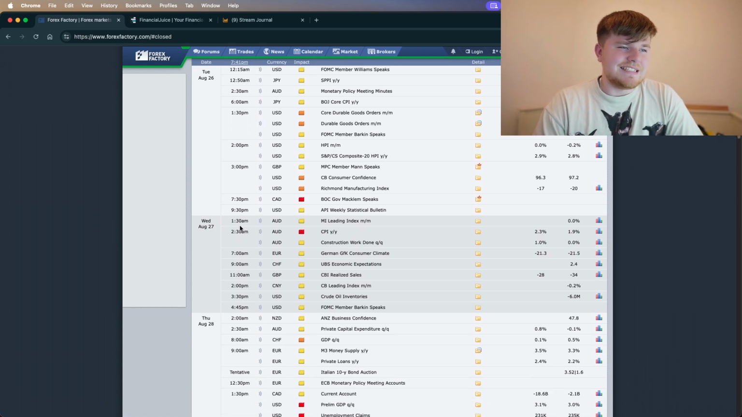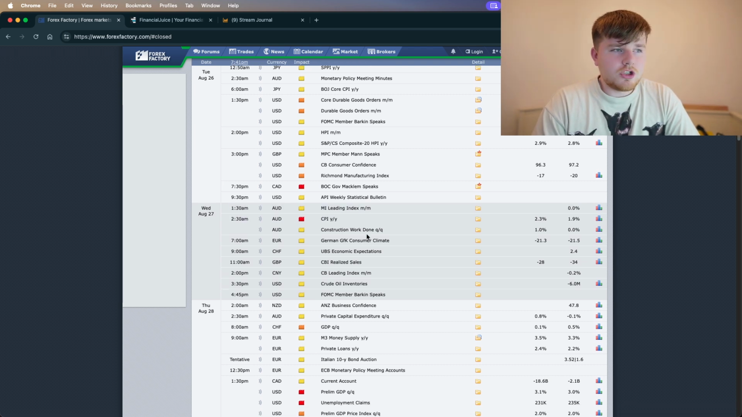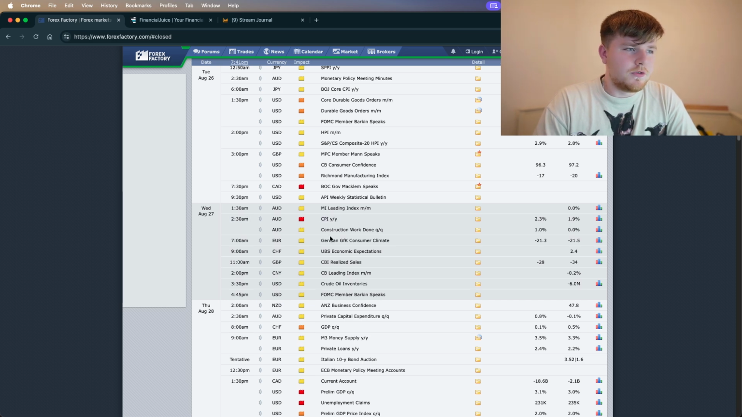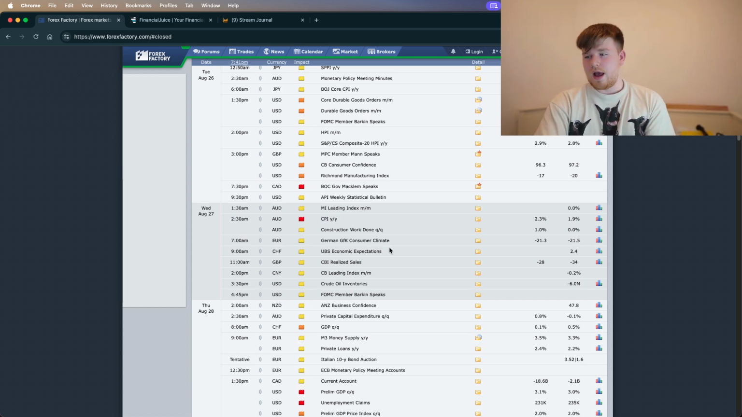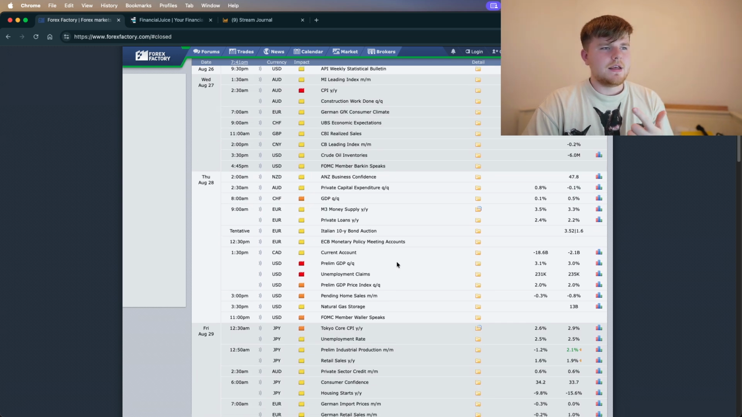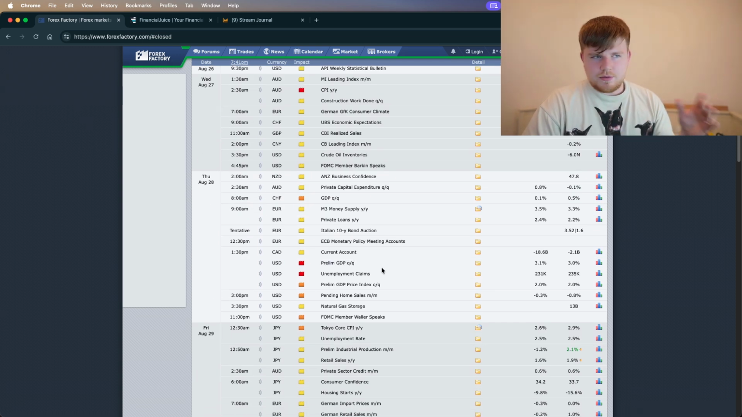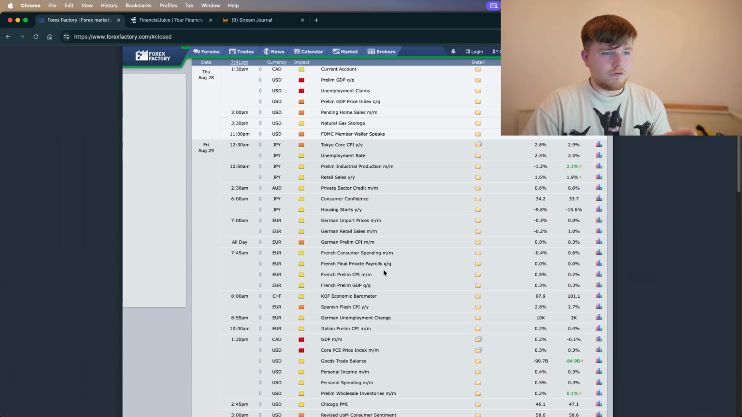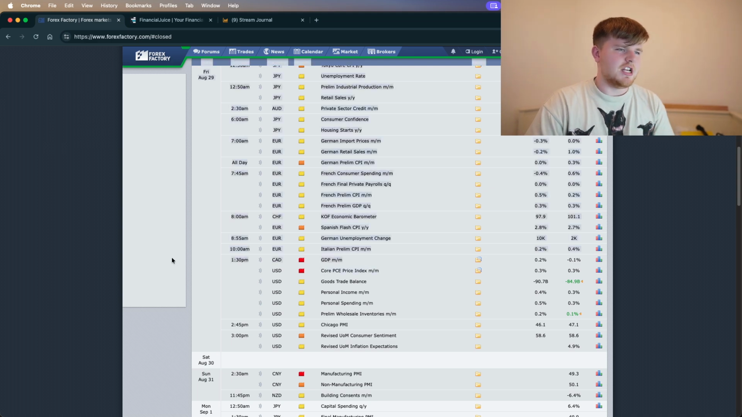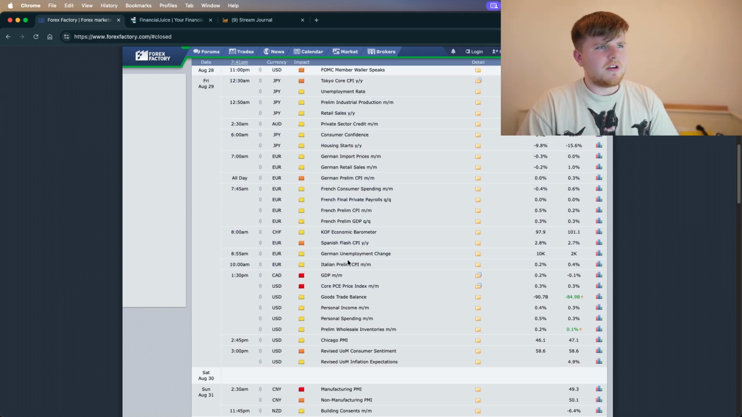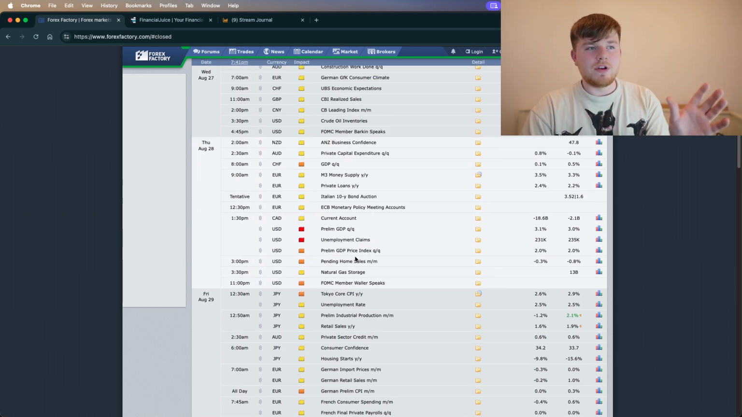Wednesday is the exact same thing. CPI for Australia at 2:30, but other than that, nothing else. So I would honestly just leave this alone as well, Tuesday and Wednesday. Thursday we got prelim, so that's pretty good. And on Friday we have the price index and GDP for Canada as well. So Thursday, Friday, good days to trade. Every other day is a write-off.